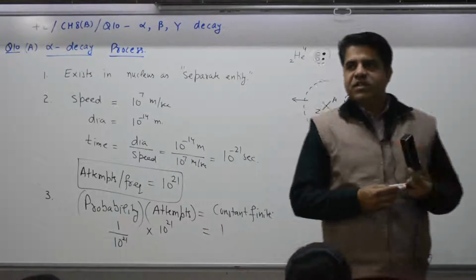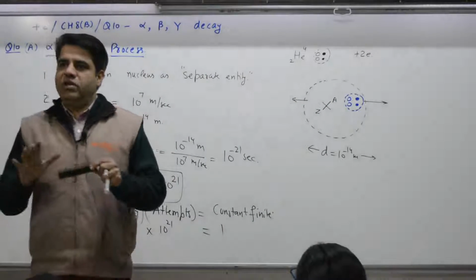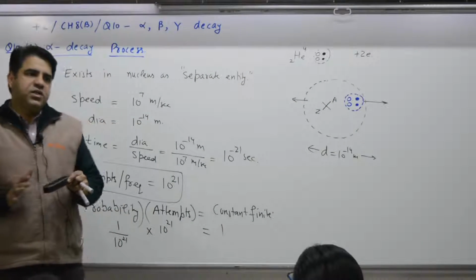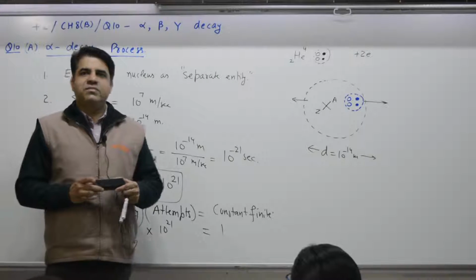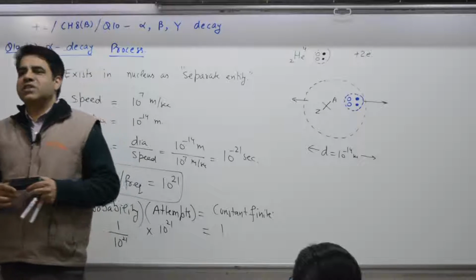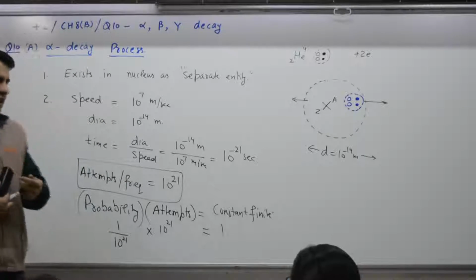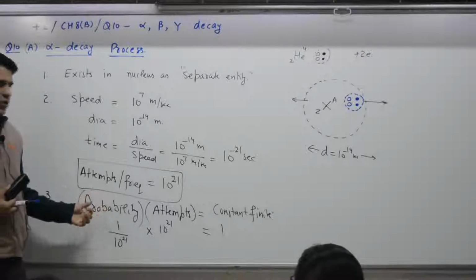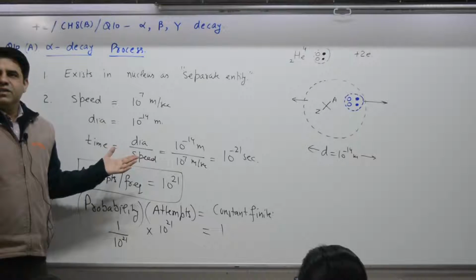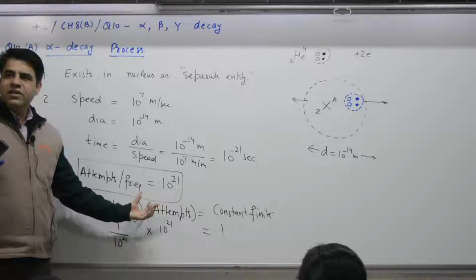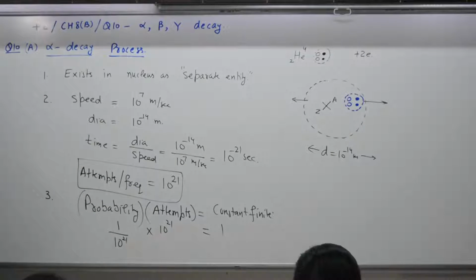Whenever you design a prison, it is with a foolproof arrangement. No one can escape, but still prisoners escape. How? Because attempts are large. So this theory holds good here also. No doubt the probability is very, very small, but attempts are large. Because of this, there is a finite outcome. This is point number 3.